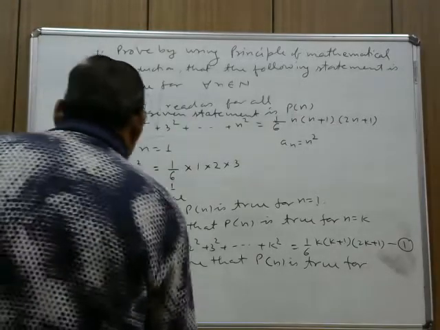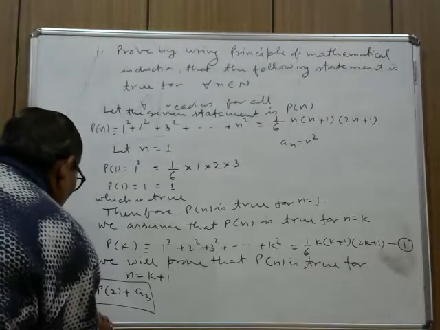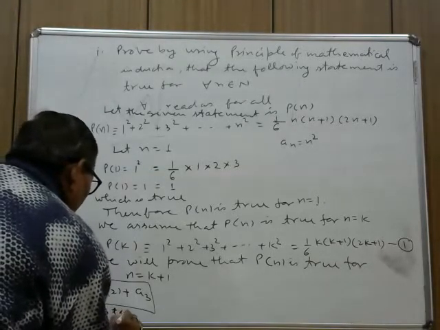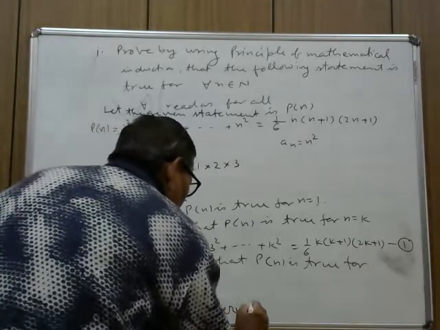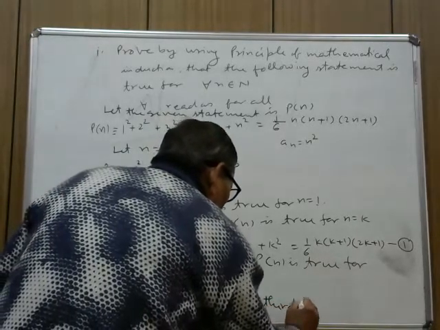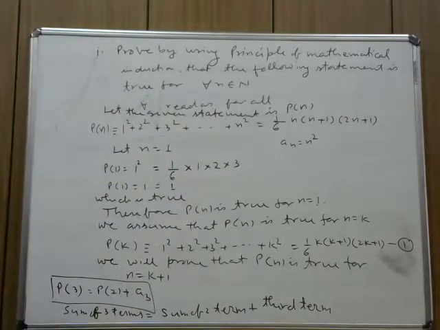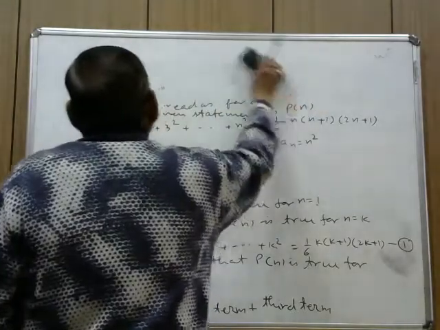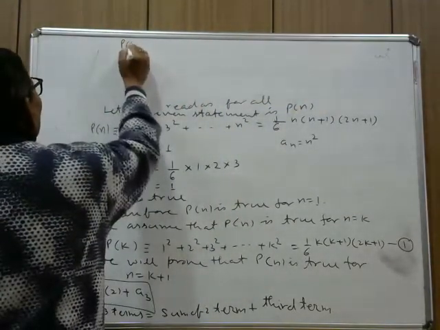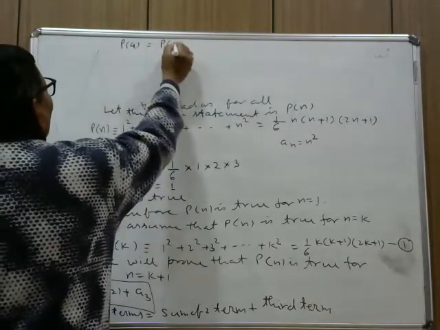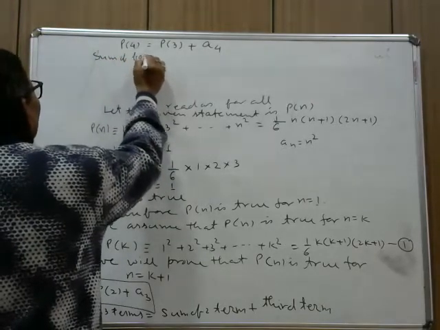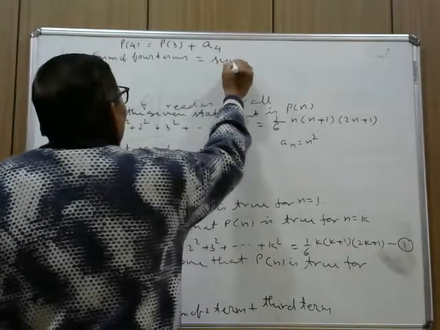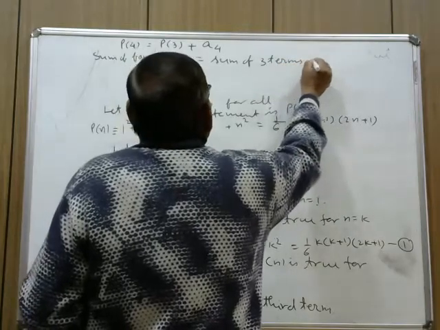This statement implies that sum of 3 terms equal to sum of 2 terms plus third term. When you continue this procedure, similarly sum of 4 terms can be written as sum of 3 terms plus 4th term. P4 denotes sum of 4 terms equal to sum of 3 terms plus 4th term. A4 is 4th term. Sum of 4 terms equals to sum of 3 terms plus 4th term.